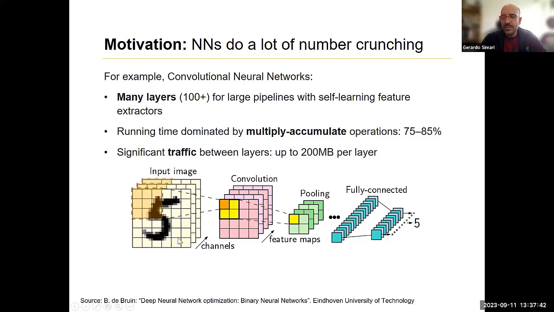So this graphic here shows a little bit about what's going on. The convolution has to take, for each channel, you have to do an operation, then you have pooling, and then you have all the fully connected layers, and then you get your result, in this case, correctly classifying the image as a 5.